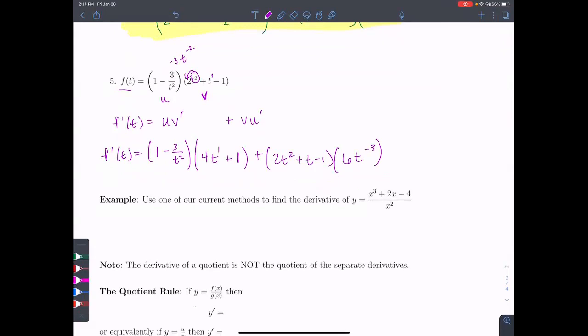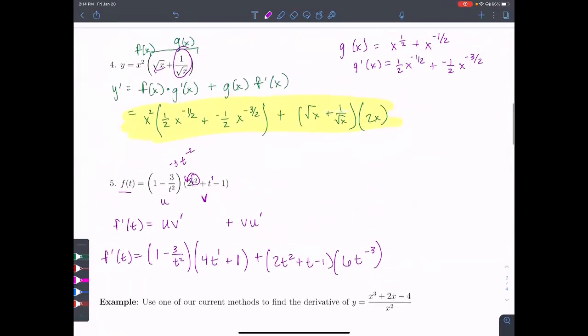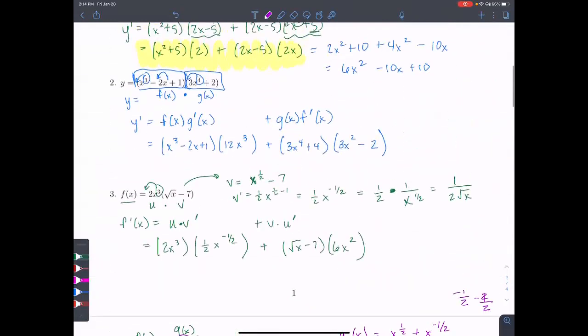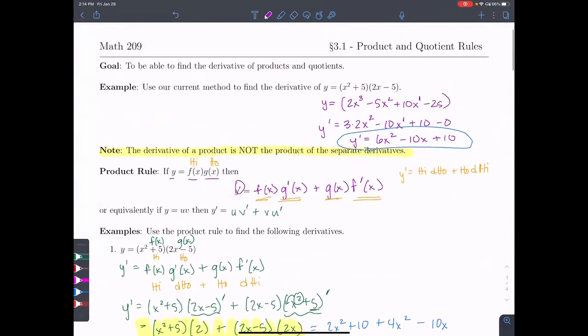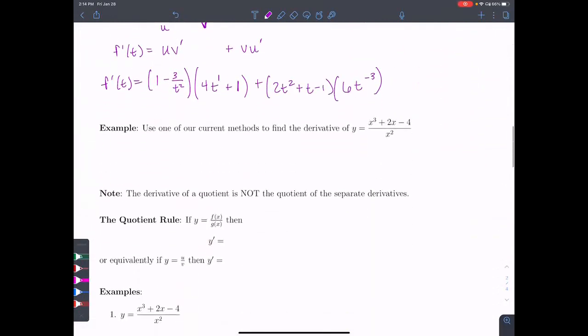Okay. So that is the product rule and several examples of that. If y'all have questions about that, just email me. If you'd like to see any of those in more detail, just email me and let me know.